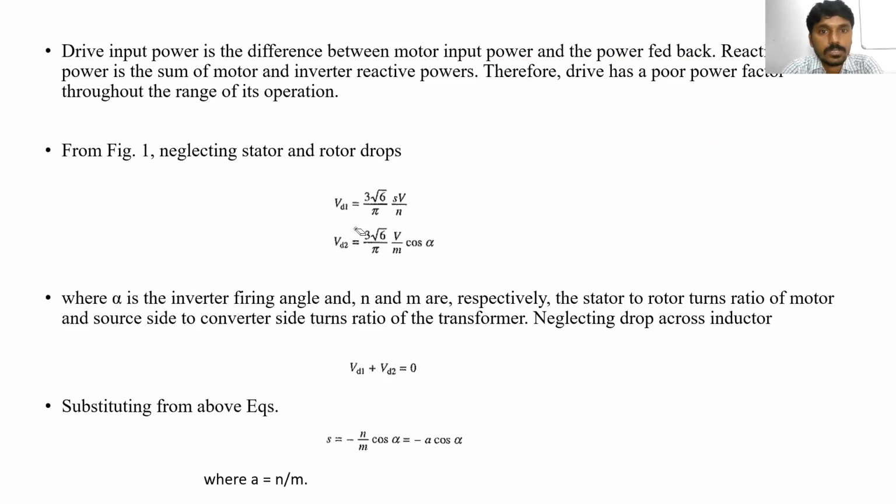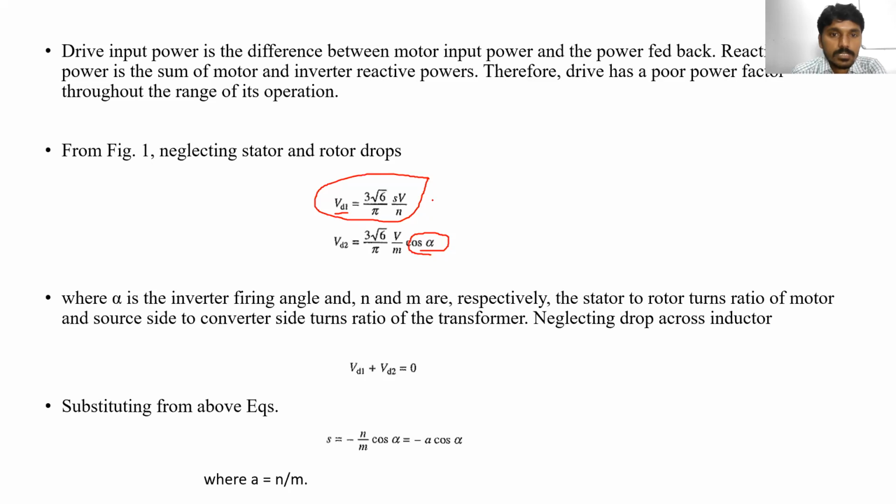If we are neglecting the stator and rotor drops, meaning the losses in the stator circuit and rotor circuit, then we can get the voltage across the diode rectifier VD1 equal to 3 into root 6 by pi into S into V by N. And the voltage across the inverter circuit VD2 is 3 into root 6 by pi into V by M into cos alpha. These are the voltage equations, which we can derive by using the waveforms of the diode rectifier, the three-phase rectifiers. Clear?